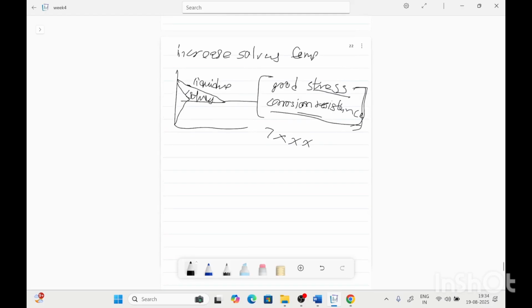So for this 7000 series alloy, there is some requirement to form the GP zones. Means only the homogeneous GP zone formation can increase its mechanical properties and corrosion resistance.